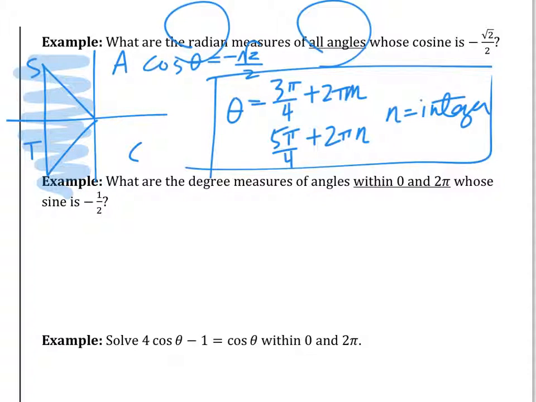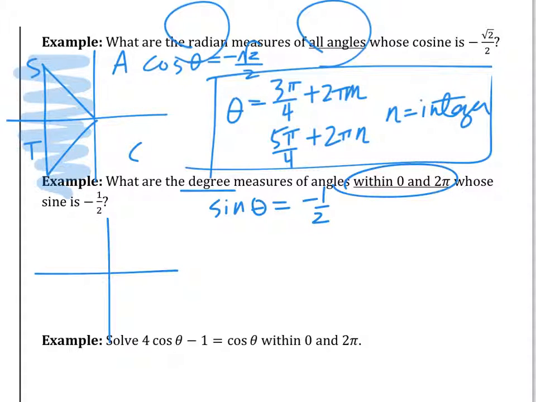Let's try another one. What are all the degree measures of angles just within 0 to 2 pi whose sine is negative 1/2? So sine of what is negative 1/2? All right, All Students Take Calculus. Which two quadrants? Oh, Stephen, you're too fast for today. Wait 5 seconds before you say something. Okay, 3 and 4.